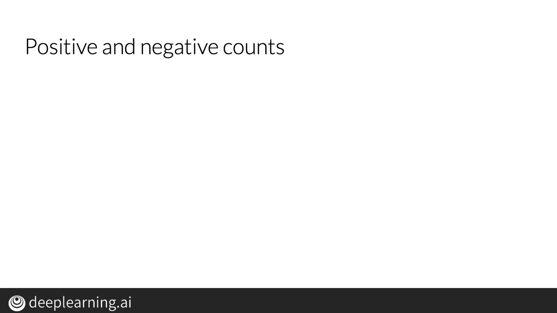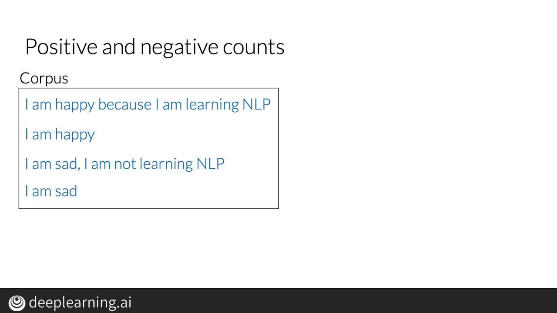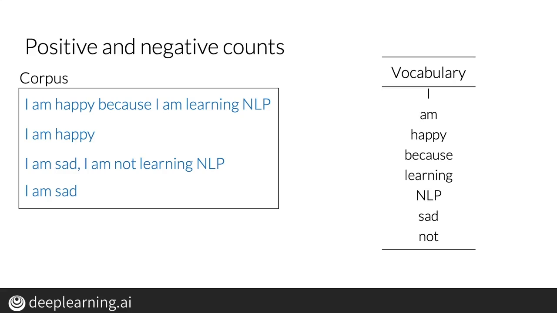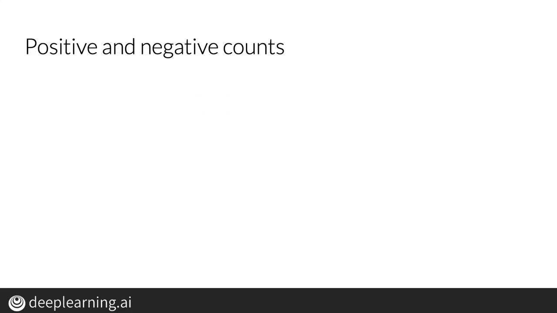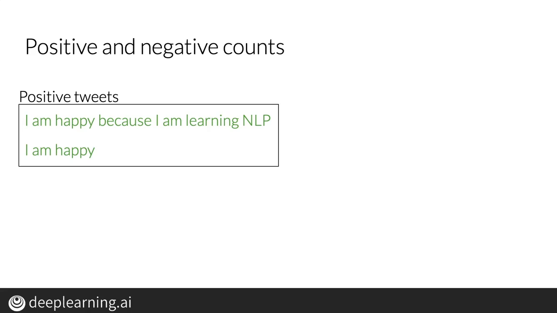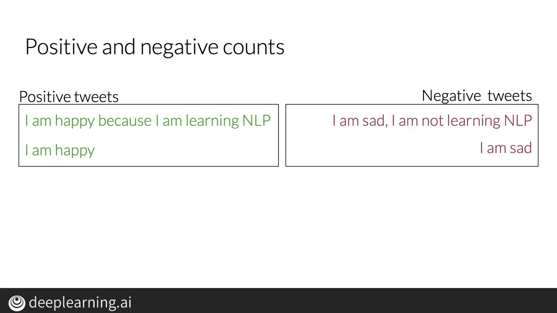It is helpful to first imagine how these two classes would look. Here, for instance, you could have a corpus consisting of 4 tweets, and associated with that corpus, you would have a set of unique words, your vocabulary. In this example, your vocabulary would have 8 unique words. For this particular example of sentiment analysis, you have 2 classes. One class associated with positive sentiment, and the other with negative sentiment. So taking your corpus, you would have a set of 2 tweets that belong to the positive class and a set of 2 tweets that belong to the negative class.